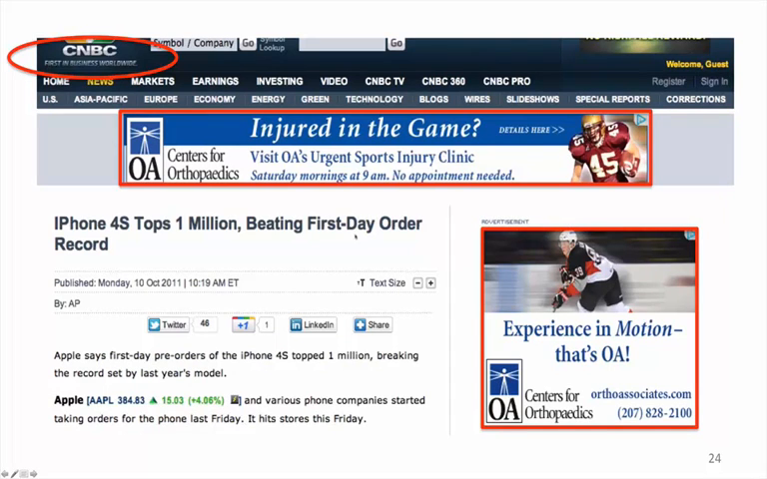So you can see here's an ad for Injured in the Game, Center for Orthopedics. You can see two ads, and it's on CNBC, first in business worldwide. Okay, this is a local center for orthopedics in the 207 area code. I can tell you for sure, it's not that somebody is advertising just generally on CNBC nationwide. They are retargeting somebody in a local market that has been to their site recently. Okay, so that's an example of retargeting.